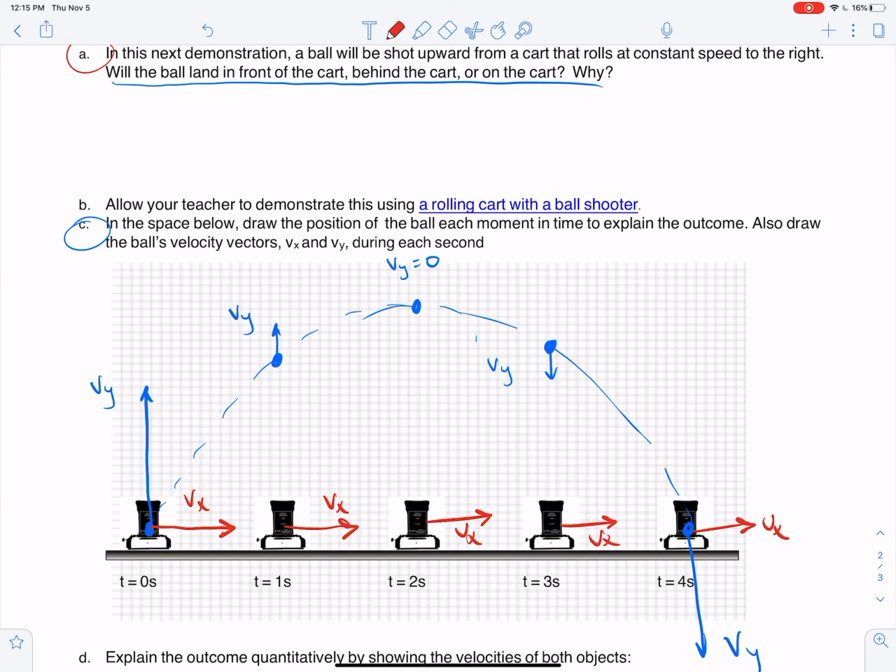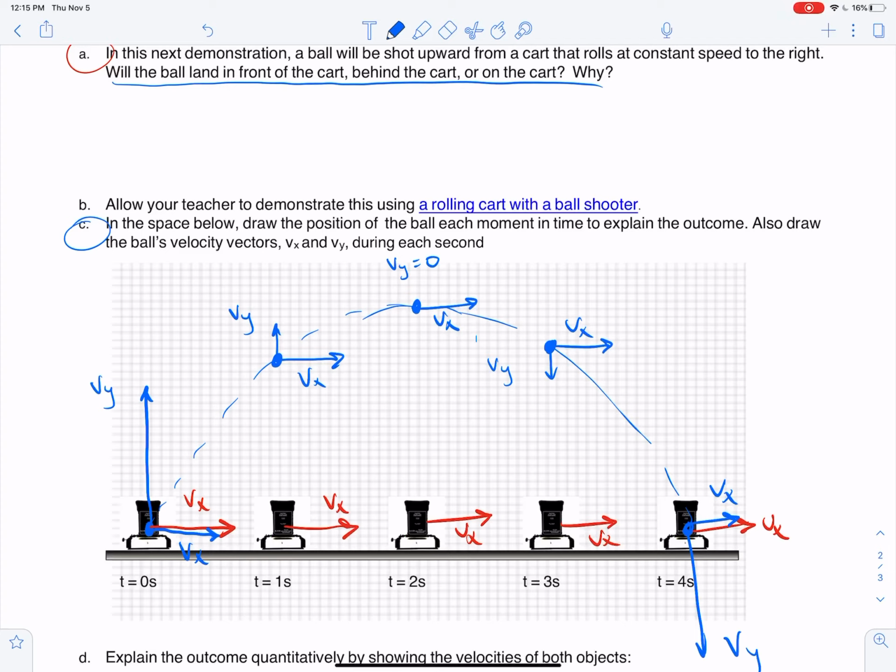well, the ball also has the same horizontal velocity, right? So now I'm going to draw the horizontal velocity of the ball, which will match the horizontal velocity of the cart each moment in time. Why? Because the ball was in the cart moving before it was launched.